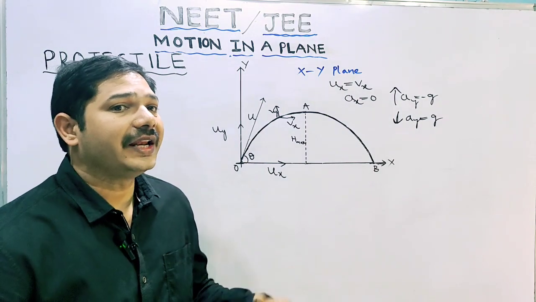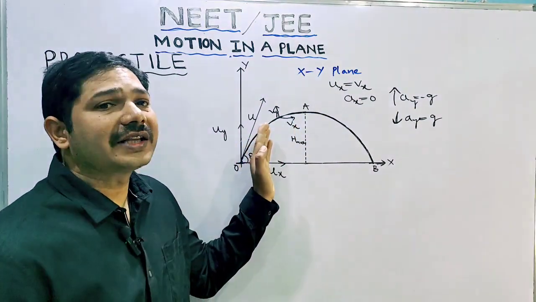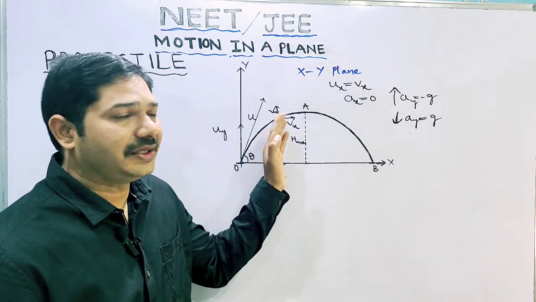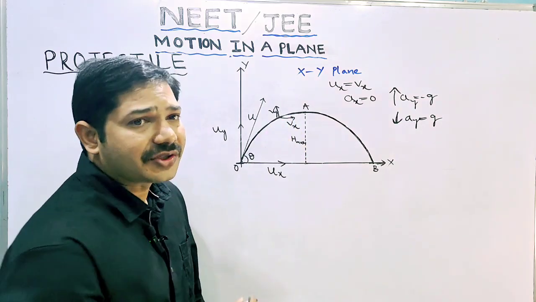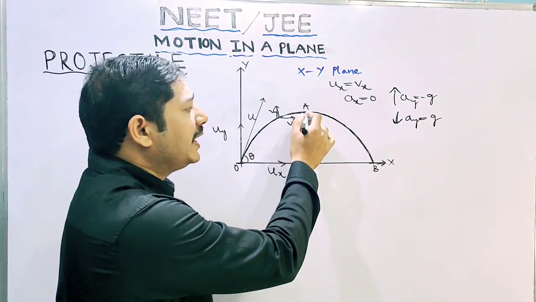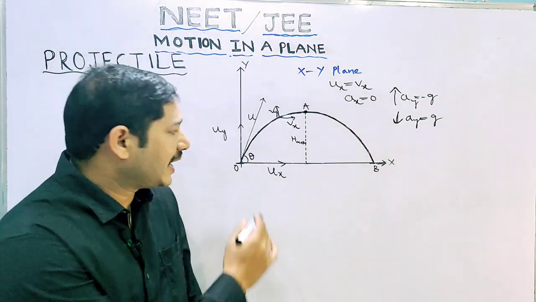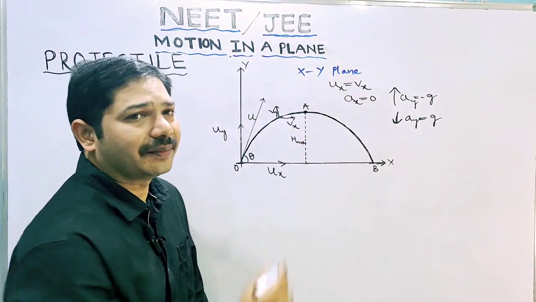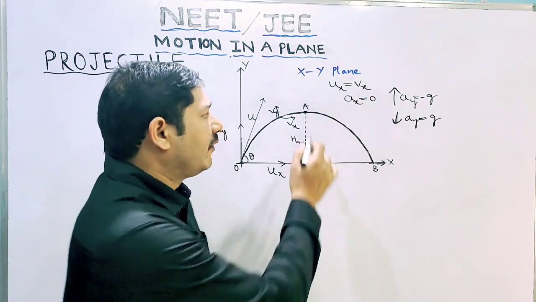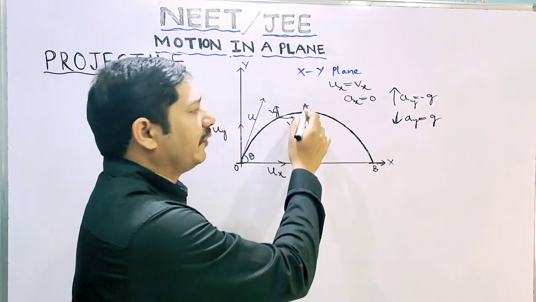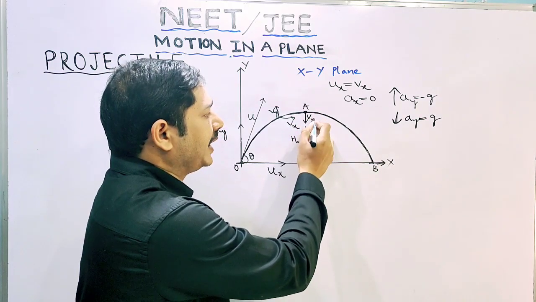Since it goes against gravity, its vertical velocity gradually decreases. Finally, at a point, it becomes zero. Why? Because the body is going against gravity in vertical motion. At a certain point the final velocity becomes zero, so I am taking vy as zero.